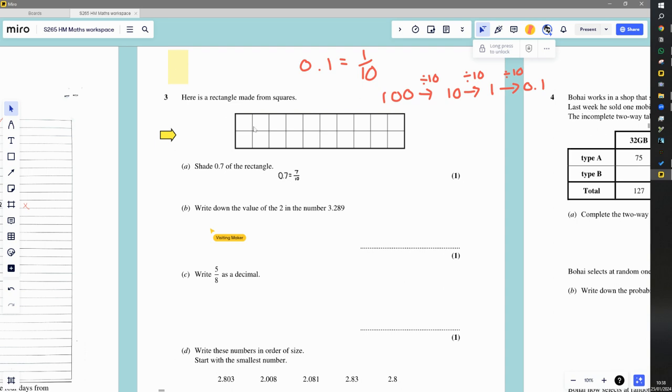If we look at this rectangle here, it's made out of, if we count them, 20 little squares. So in other words, if I shaded one of them, like that, that shaded part is equal to 1/20th.